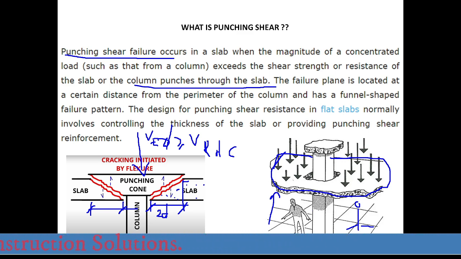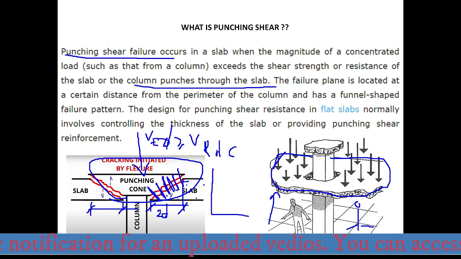So it will result in economic destruction and loss of life. To avoid these punching failures, we need to provide, or we need to stitch, the failed zone of the concrete. This stitching material is what we call shear reinforcement. The shear resistance of the concrete will be increased by providing punching shear reinforcement along the failure line of the punching zone. This boundary is what we call the punching zone.